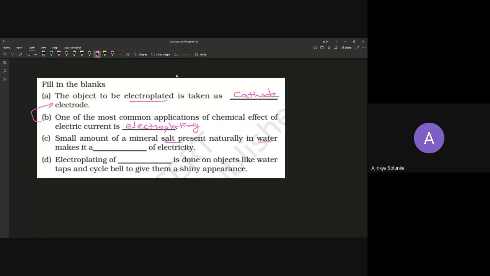What are we going to write down? Conductor or insulator? Conductor. Okay, correct. Conductor. Electroplating of dash is done on objects like water taps and cycle bell to make them shiny in appearance. How can you create shiny appearance, by the way? Just before some time we had seen this, right? Which plating is done? Chromium. Chromium plating is done for making shiny materials.